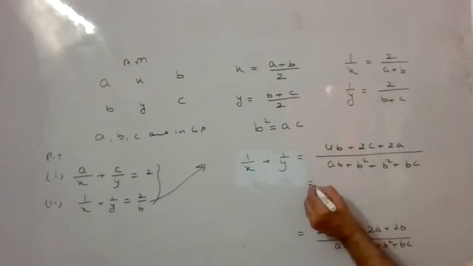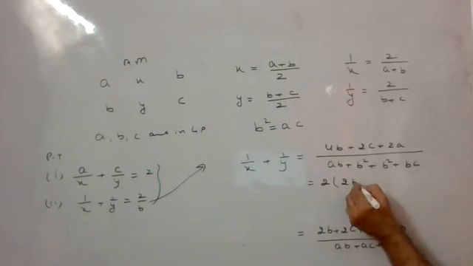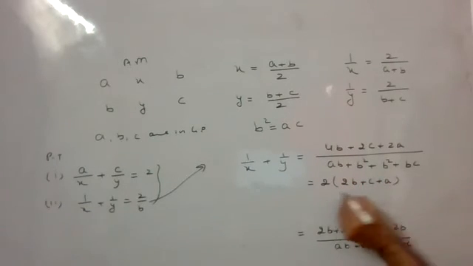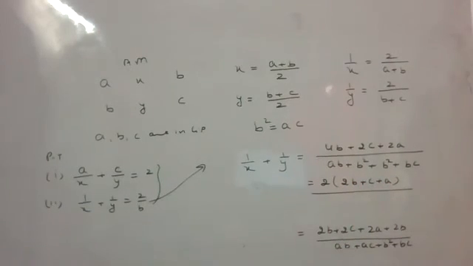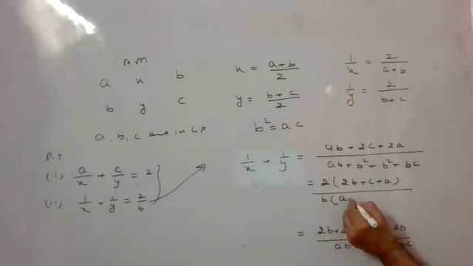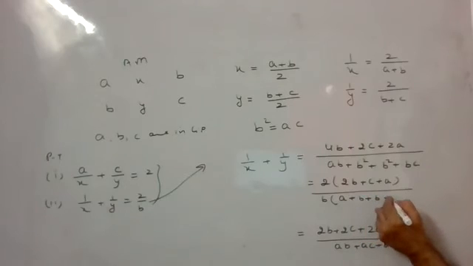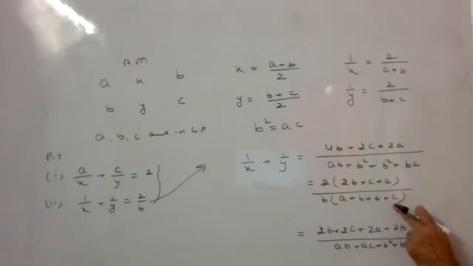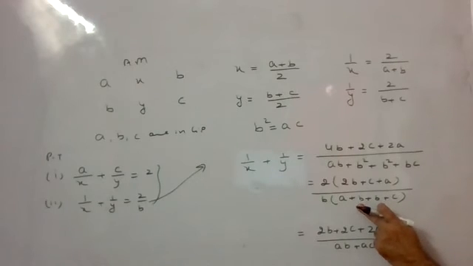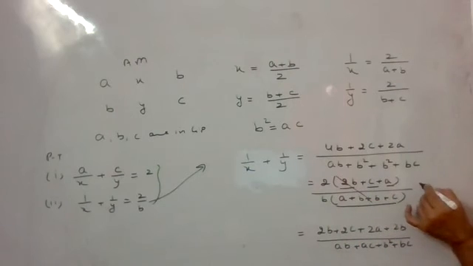The numerator will give 2 common now. Left is what? 2B plus C plus A. And here we will take B common. What is left? A plus B plus B plus C. Sorry, Sir, 2B and same. Is this done correctly? Yes. Now look, this 2B is A plus C, and this is also 2B A plus C. So these two terms clearly cancel out. Your answer is coming 2 by B.